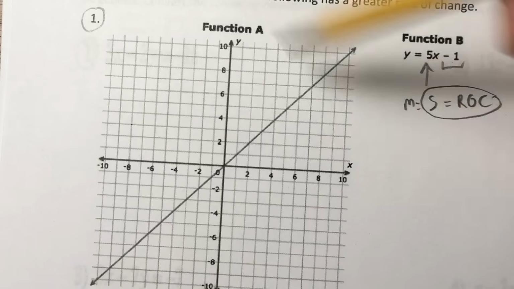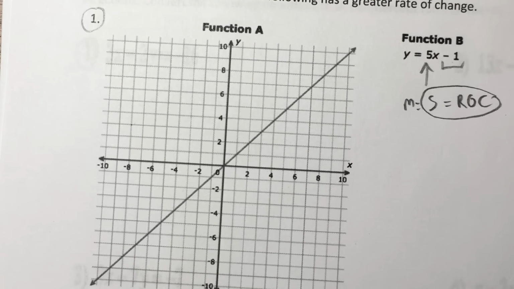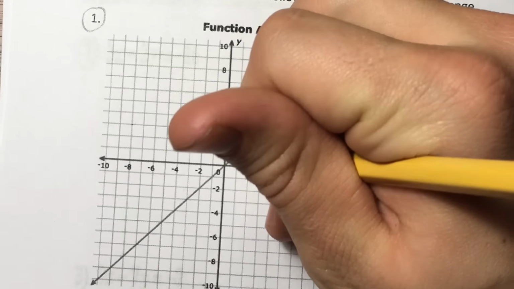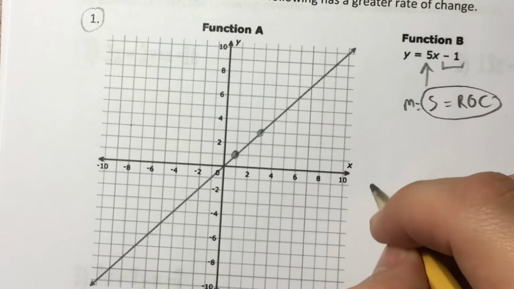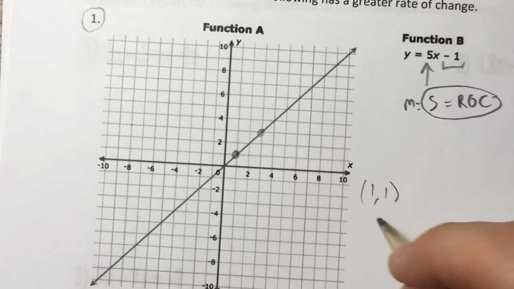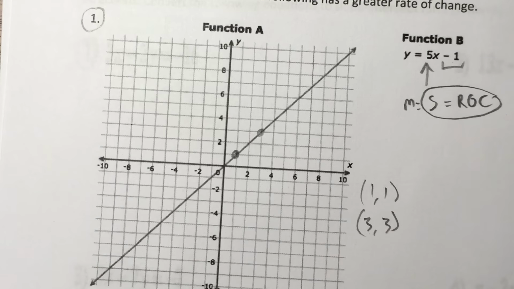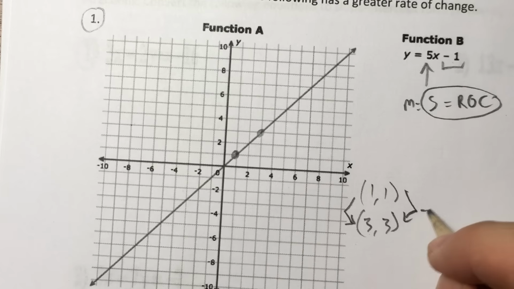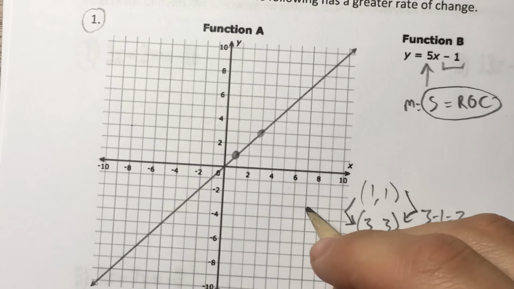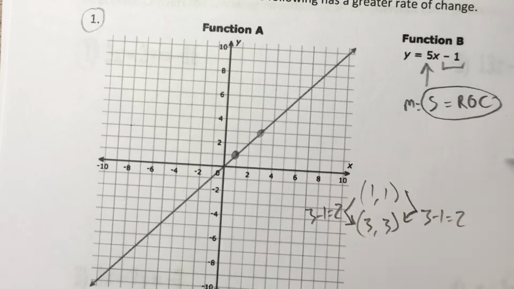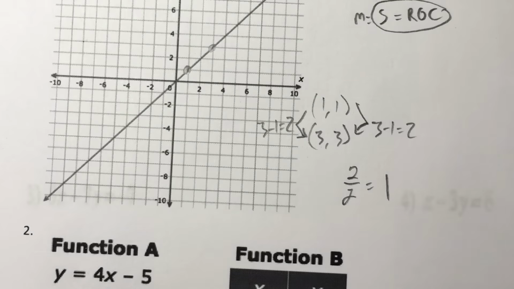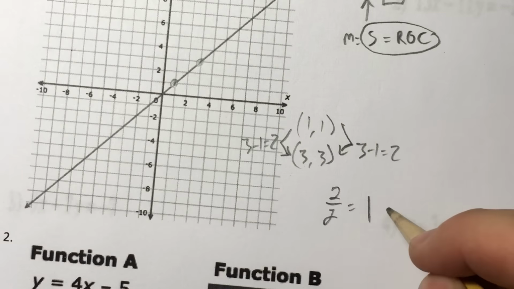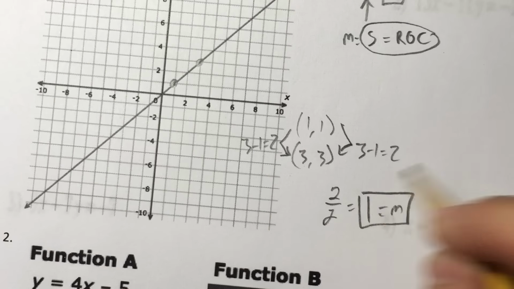So in order to calculate the rate of change on a graph or on a coordinate plane, you just need to find at least 2 coordinates. So we can pull out the coordinate points (1, 1) and (3, 3). If we were to calculate this rate of change, 3 minus 1 is 2, 3 minus 1 is 2, so 2 over 2 gives us a rate of change of 1. So in function A, our rate of change is 1.